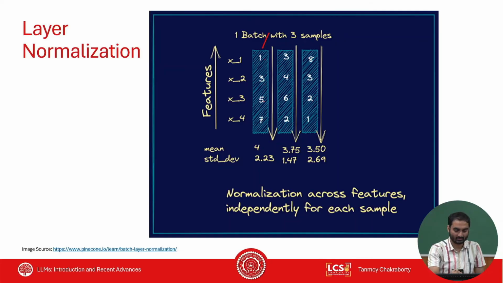So 1, 3, 5, 7, mean is 4, standard deviation is 2.23, then I subtract this 4, right, and so on and so forth. So this will make sure that each vector follows a distribution, right? The distribution may vary across vectors, but every vector follows a distribution.